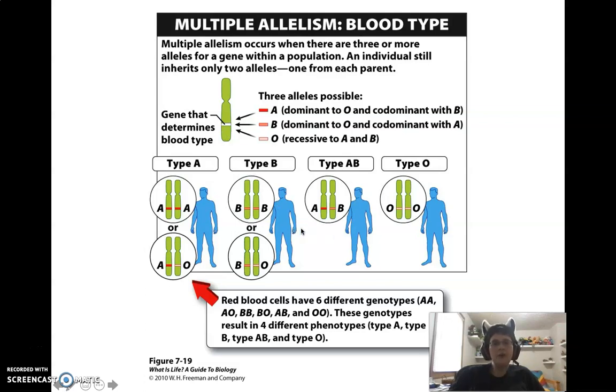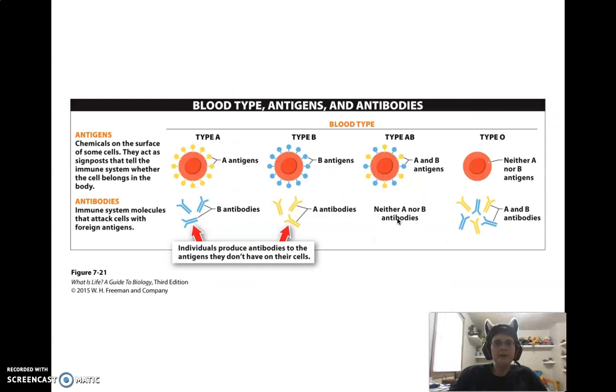For AB, only one option because A and B are codominant to each other. And then O, the only way you get O blood type is because you've got homozygous recessive, because you have to have the 2 recessive genes to have the O blood type. So why is it then if you get the wrong blood type, it can be so dangerous?